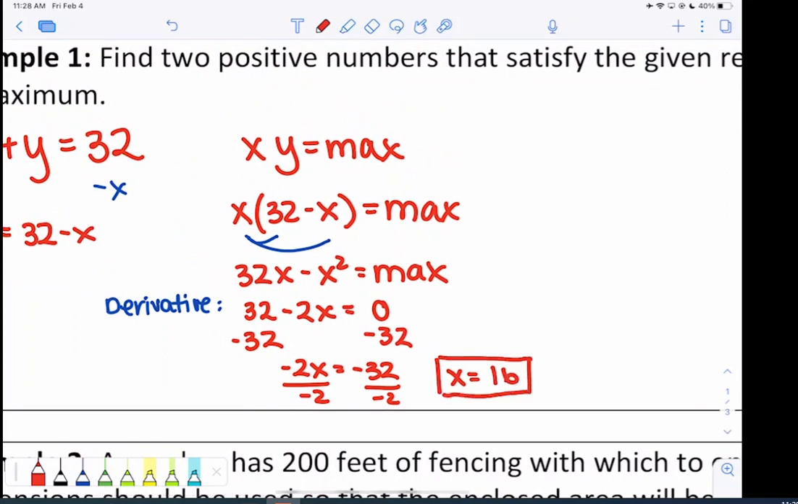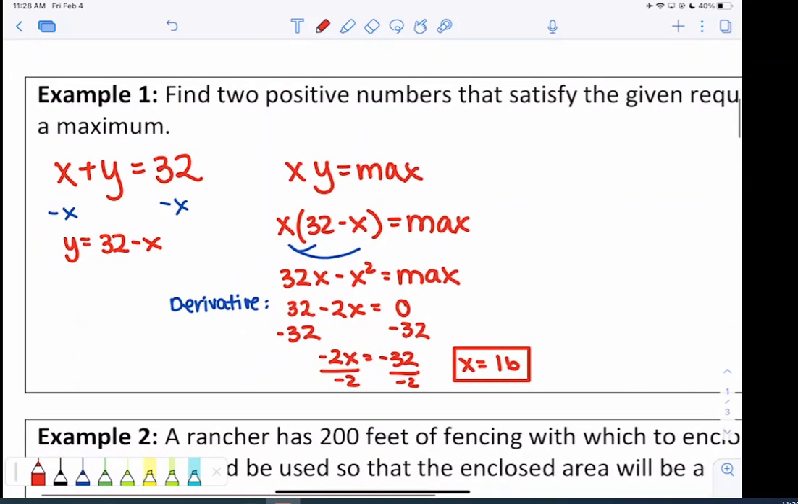Have I answered my question? No. What do I still need to find? Yeah, I'm halfway there. I want to find 2 positive numbers, so I found 1 positive number. So at this point, what equation am I going to use to find my y? What do you guys think? Yeah, let me just substitute it into x plus y equals 32.